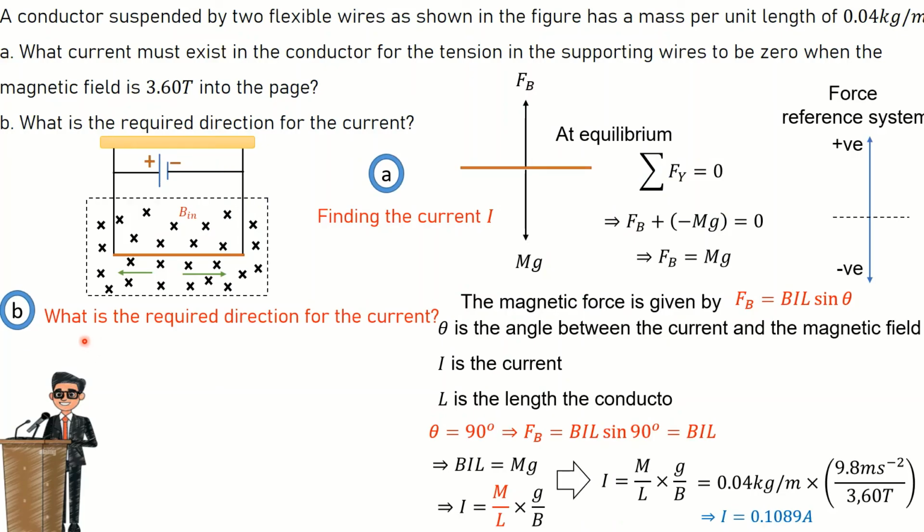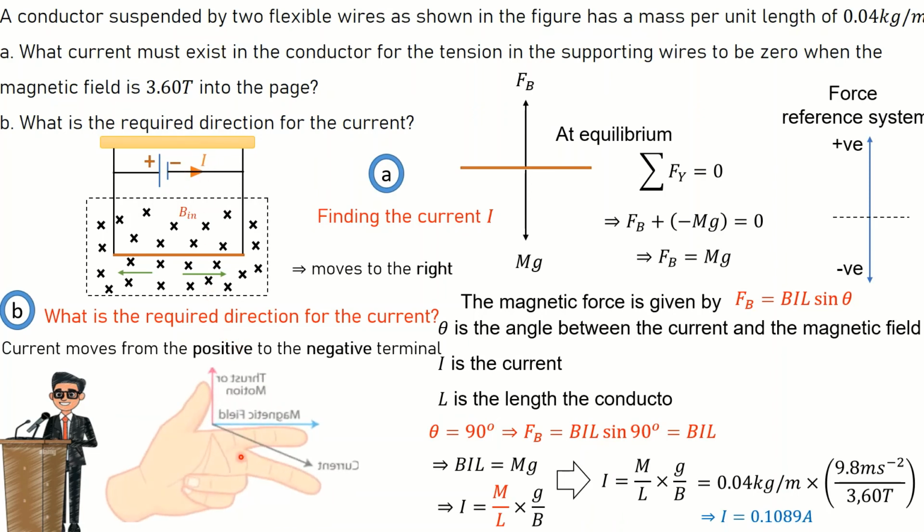Now for the B part of the question, we are being asked to give the required direction for the current. I'm going to use two different methods to find it. The first: this is a battery. Current moves from the positive to the negative, so from the positive terminal to the negative terminal, or from the long terminal to the short terminal. So from there we are going to see that current is going to move to the right.